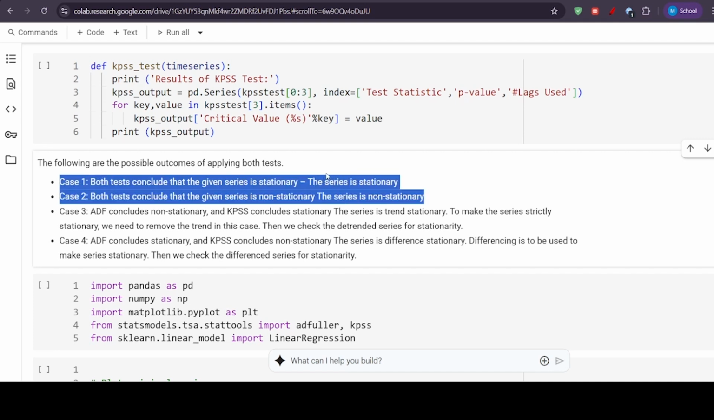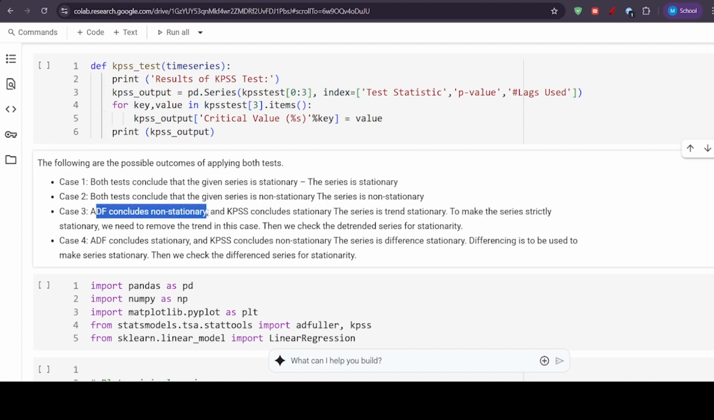Up till here it's very clear. But what if both of them start concluding the opposite way? Like ADF concludes it's non-stationary, but KPSS says it's stationary. That could happen. So what does it mean? It means that to make the series strictly stationary, we need to remove the trend in this case.